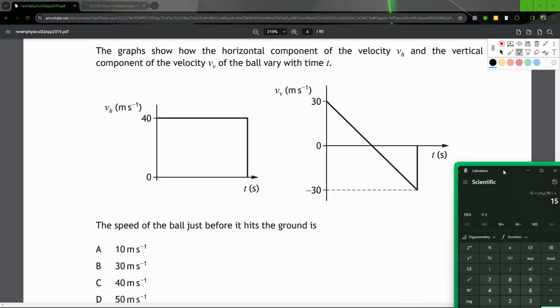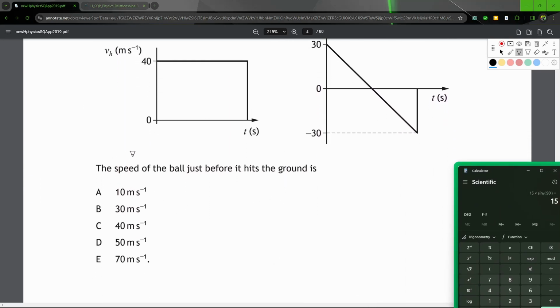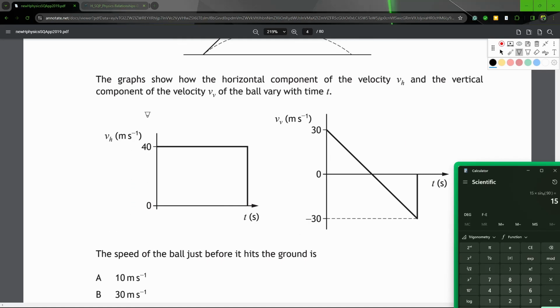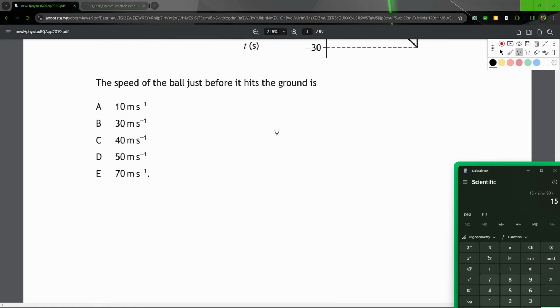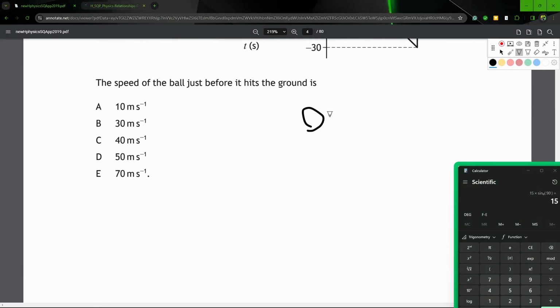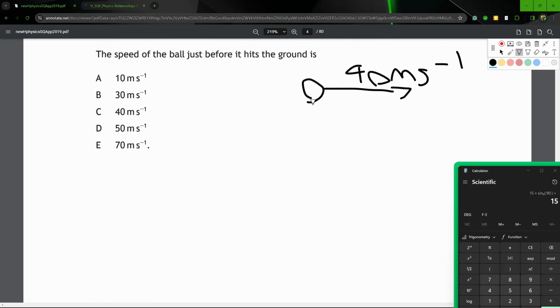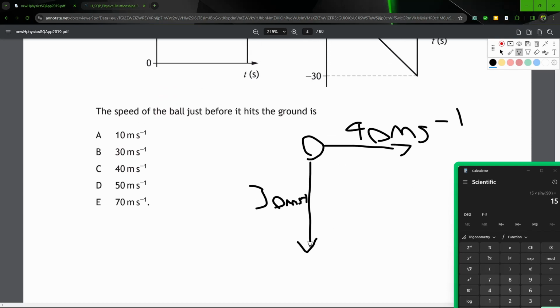Okay, what does it want us to do? The speed of the ball just before it hits the ground is what? Well, we have a horizontal component, so maybe we should draw this out. If I've got a ball here, it's moving at 40 meters per second this way, right? And then it's moving down at 30, or you can say it's moving up at minus 30, but this makes more sense. It doesn't really matter. Oh, look at that. That looks like a right angle triangle.